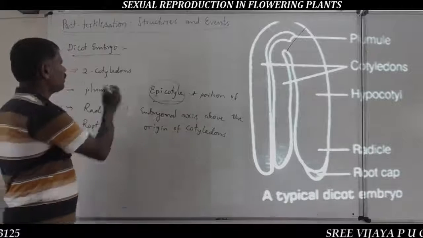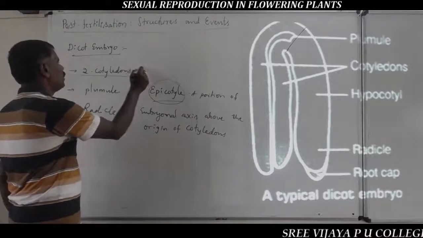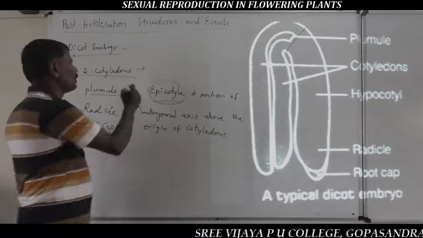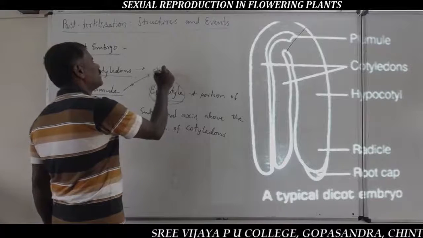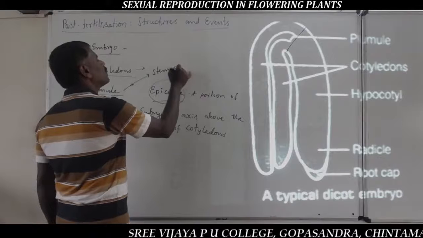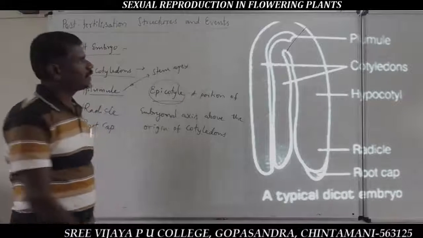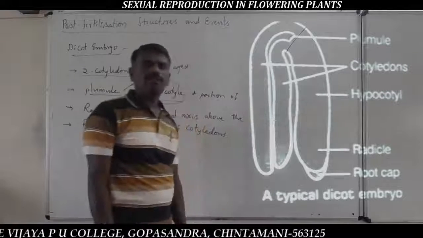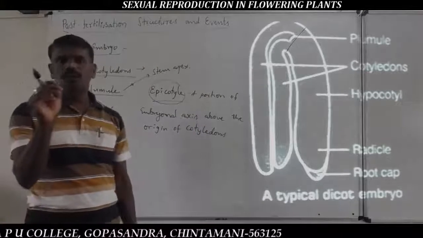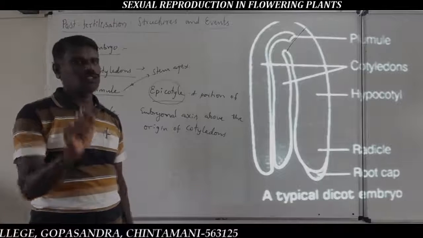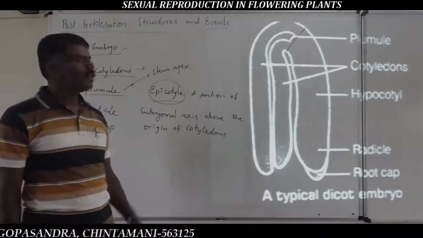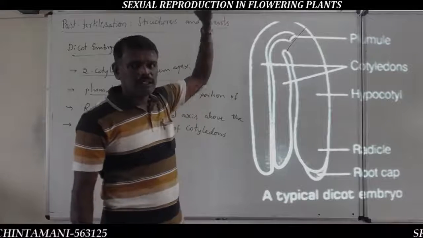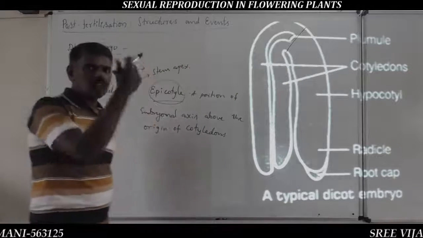So this epicotyl consists of the plumule. The plumule is nothing but the stem apex. In the stem apex, there is the presence of certain leaf primordia, small primordial leaf structures, which in future develop into the stem and the parts of the stem.